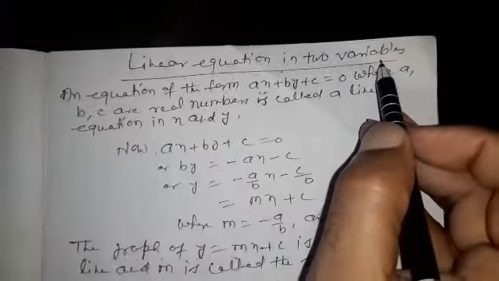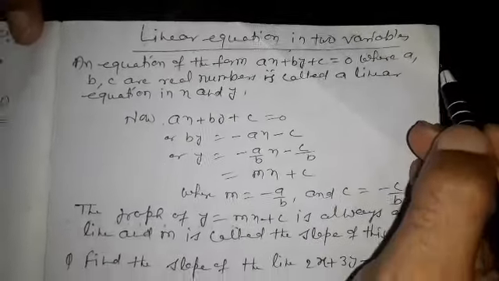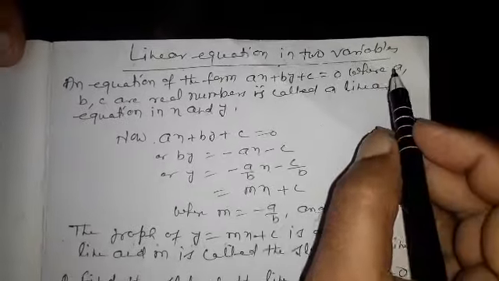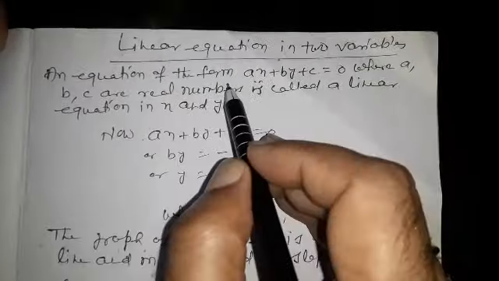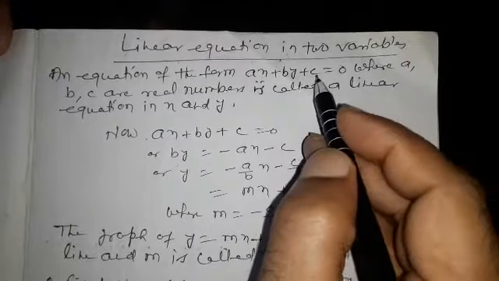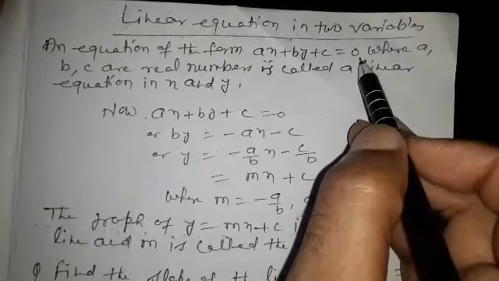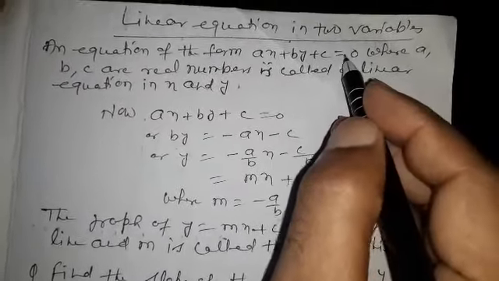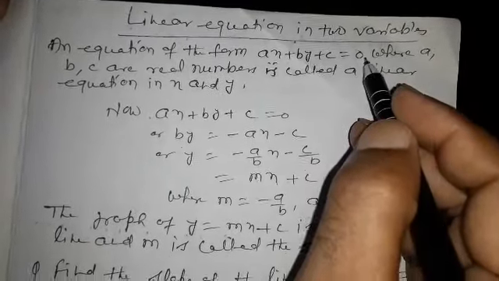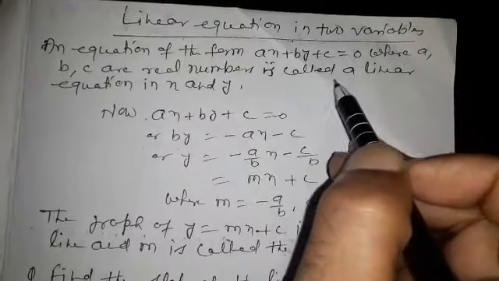Today I am going to start the chapter linear equation in two variables. Linear equation means an equation having degree 1. We know very well the general form of a linear equation in two variables is ax + by + c = 0. Because it is an equation, it shows equality, equal to 0, where a, b, c are all real numbers.